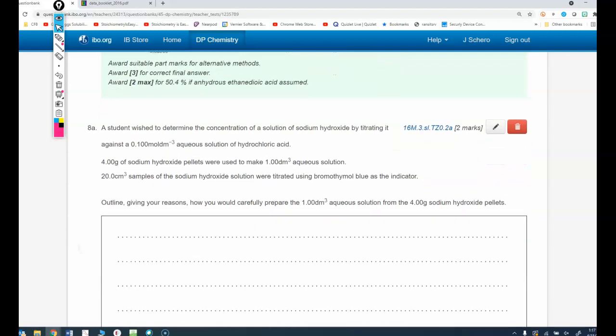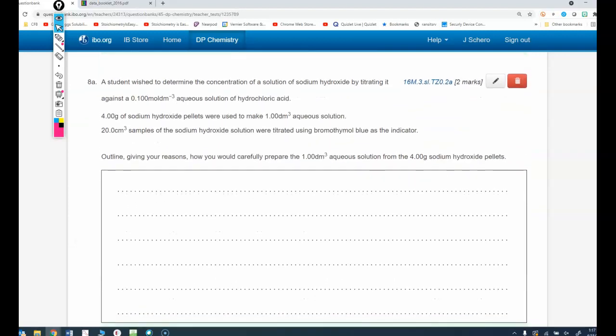A student wished to determine the concentration of solution of sodium hydroxide by titrating it against aqueous solution of hydrochloric acid. Okay. 4 grams of sodium hydroxide pellets were used to make a 1 mol dm aqueous solution. 20 centimeters cube samples of sodium hydroxide solution were titrated using bromophenol blue as the indicator. Outline giving your reasons how you would carefully prepare the solution.